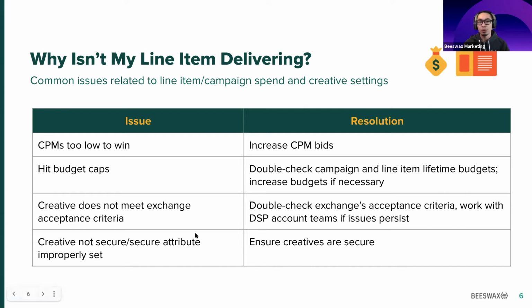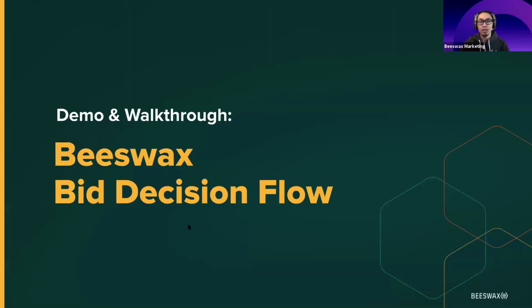In that same vein, with regard to acceptance criteria, sometimes your creative might not be accepted because the creative is not secure or the secure attribute isn't properly set. And in today's day and age of data privacy and all these regulations coming along, it behooves us all to make sure that all the creatives are secure, and that is increasingly becoming a more common requirement among exchanges as well. So those are some common issues with line item deliveries.